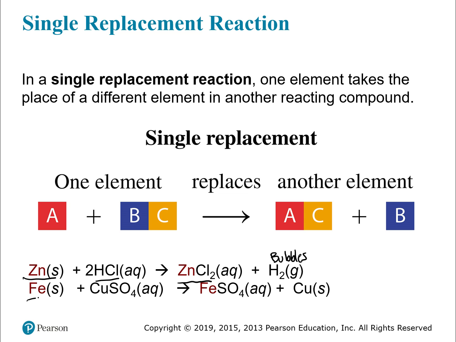If you took iron as a solid and put it into copper 2 sulfate, which is a pretty blue color, then you will see copper solid forming, and you'll make iron 2 sulfate. So that's a metal that is replacing something else, usually another metal or hydrogen, in an aqueous solution.